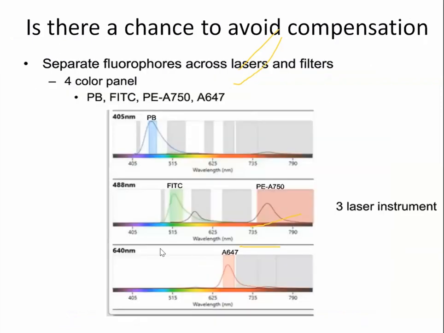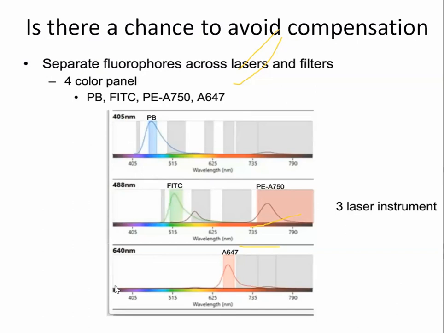The other way of avoiding compensation is to select fluorochromes across lasers. For example, you take 2 fluorochromes which are excited by the violet laser and they don't have any spectral overlap between them. Similarly, you take 2 fluorochromes which are excited by the blue laser and which don't have any spectral overlap. And similarly for the red laser, you take fluorochromes which do not show any spectral overlap between them. Now, if I do it like this, this is a 3-color instrument.